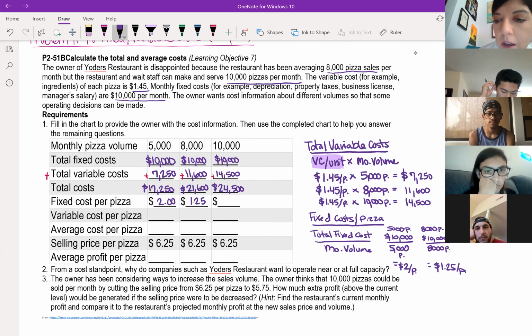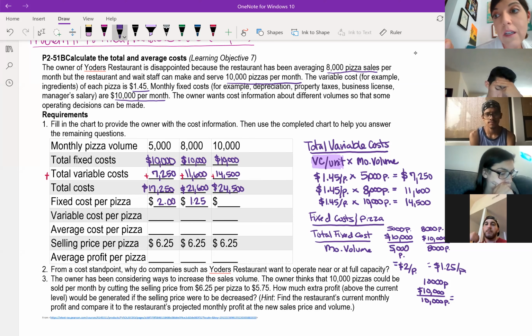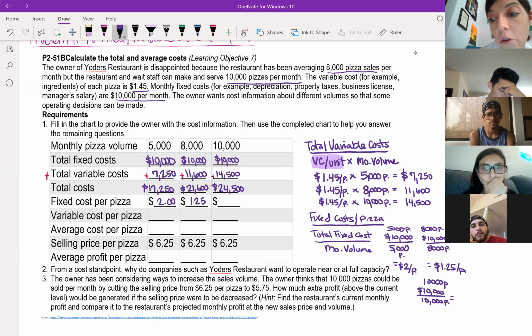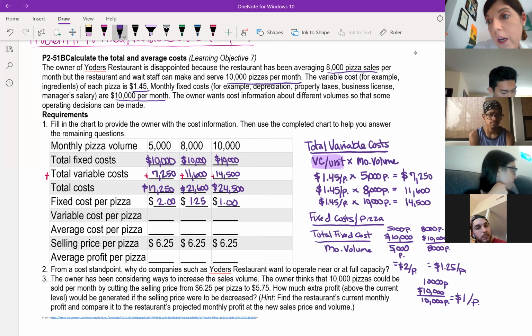And then the same thing goes for 10,000 pizzas. $10,000 in fixed costs divided by 10,000 pizzas. So when I sell 10,000 pizzas, fixed costs are only $1 per pizza, right? It's spreading the fixed costs over a higher volume, a higher number of pizzas serviced. So it decreases.